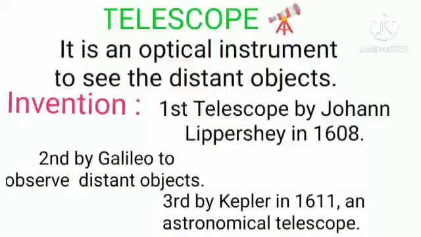Next is telescope. It is an optical instrument to see distant objects. Its invention. The first telescope was invented by Johann Lippershey in 1608. The second telescope was introduced by Galileo to observe distant objects. The third telescope was discovered by Kepler in 1611, an astronomical telescope.